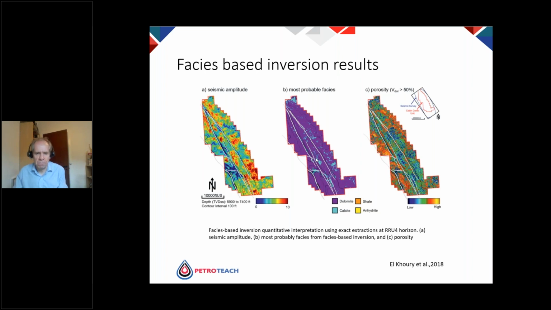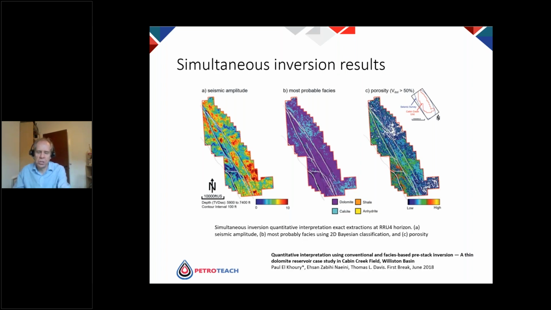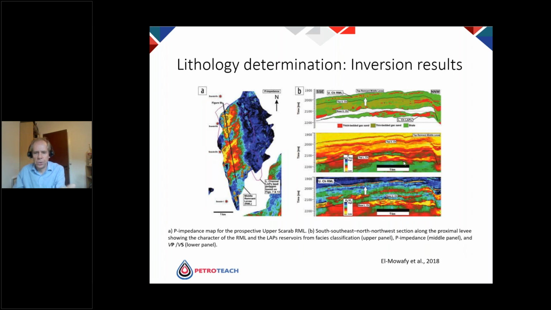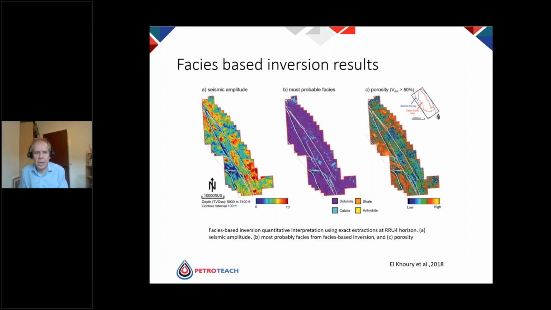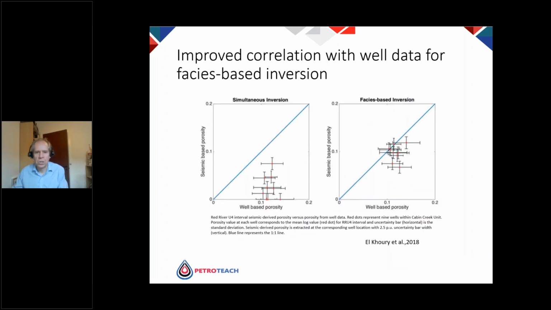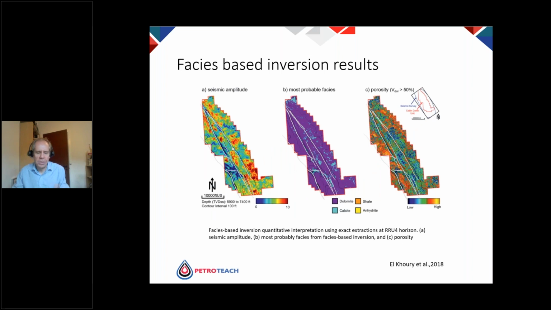Instead of getting some output cubes and saying, right, we'll invert for the properties and then we'll invert for the lithologies, we're going to do everything together. Because if it's a certain lithology, then it's only going to have a certain set of possible properties. In this case, they get a better tie to the well logs. So this is an improvement. I'm inverting for properties and lithology at the same time, because only certain properties are valid, because the lithologies limit what the probabilities are.